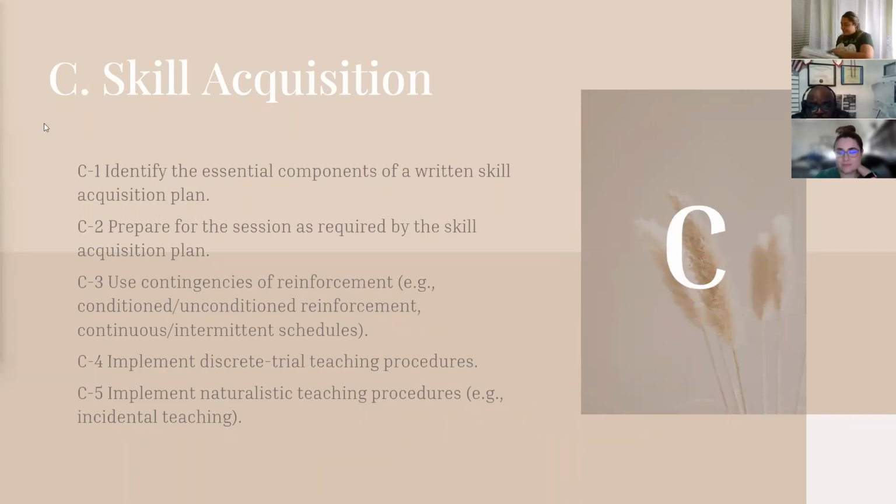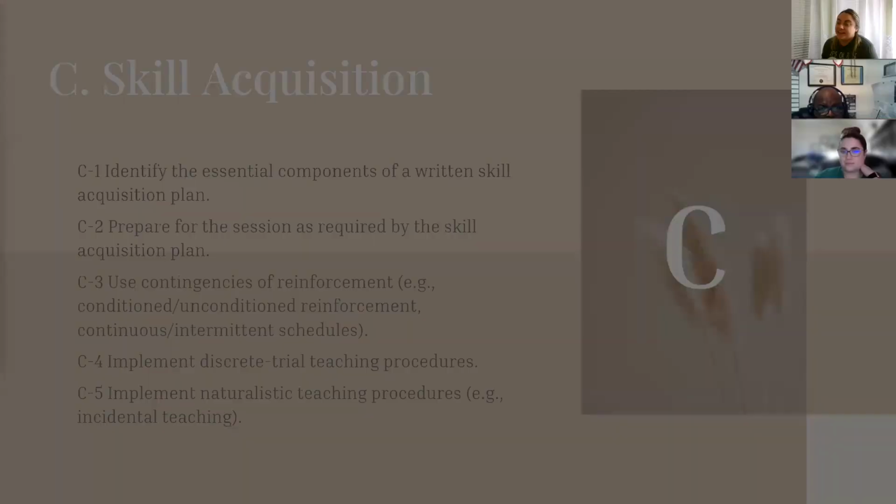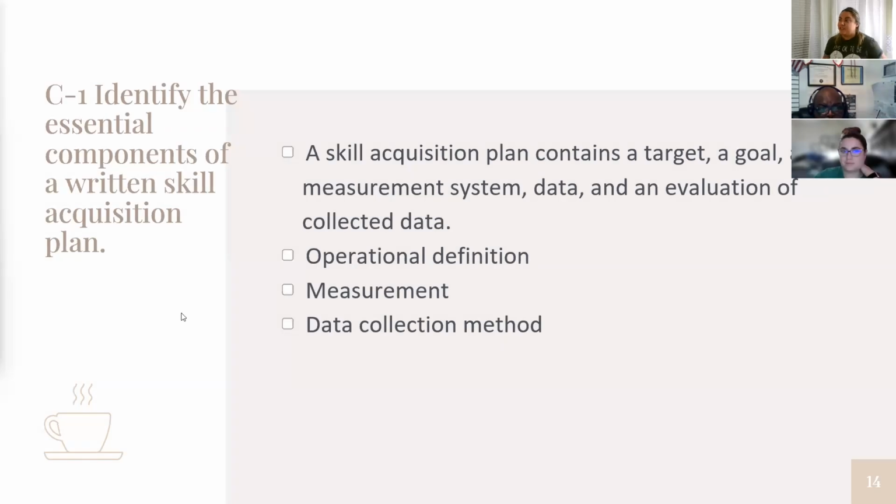All right, guys, so welcome to our section C of the RBT task list. So we're going to go over skill acquisition. We're going to go from C1 through C5, and then we're going to review questions afterwards. Okay. If you guys have background noise, can you mute yourself?